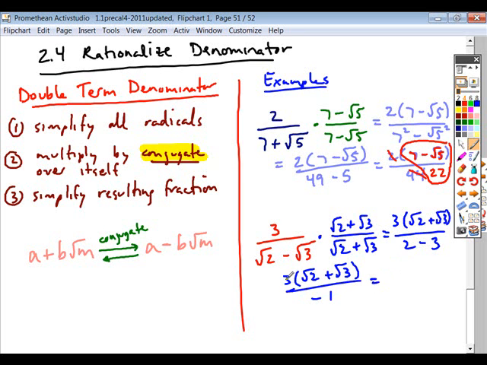Just, you can move it. So we'll move it up to the numerator. It becomes a negative 3 times root 2 plus root 3. So this is the form of your final answer.